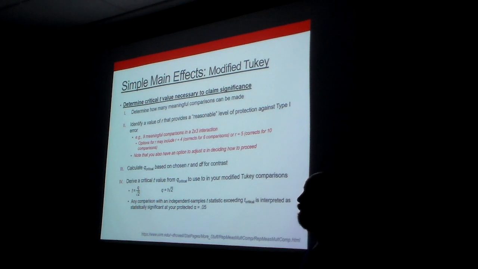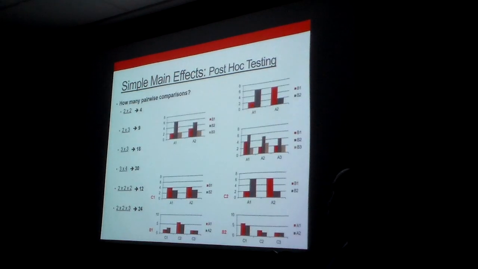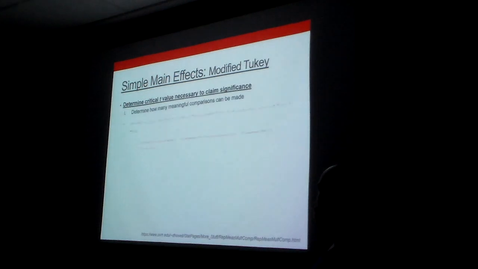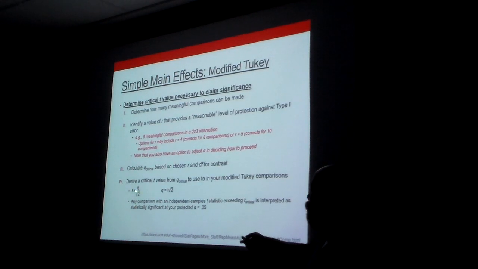And then I can go back through this and compare each pair of cells, I just run through all 9 of those, just with an independent sample t-test, and then I just compare whatever t-statistic I get to my new critical value that I've got with a Tukey correction with R equal to 5, right?